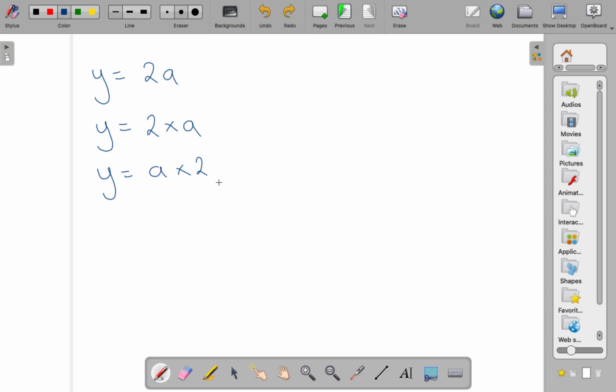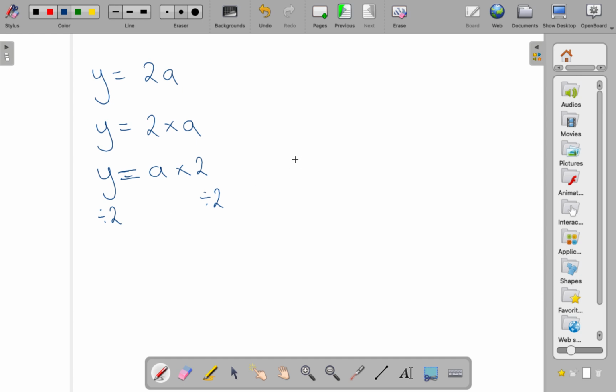So what can we do to get rid of this times by 2? And the answer is, well, we divide by 2. Okay, so if you double something, to get it back to what it was before, you chop it in half. Okay, but again, we have to do the same thing to both sides to make sure the equation stays balanced.